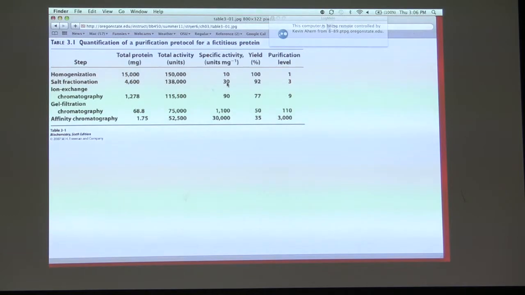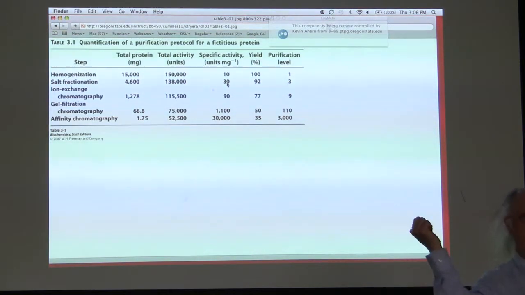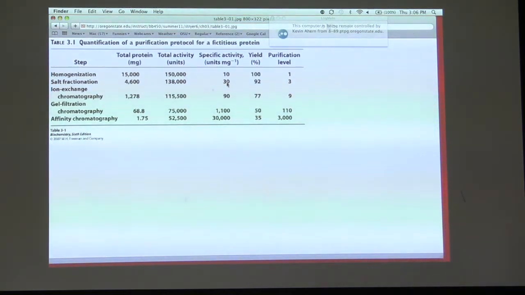Okay? Now, the fact that their specific activity went up meant that they had more units per milligram of protein. That meant they got rid of a lot of protein they didn't want, which is what the numbers showed you. And so they've purified this material. They have, in fact, purified it threefold. The threefold being the specific activity, what they have now, compared to what the specific activity was that they started with. 30 divided by 10 gives 3, and so this has been purified threefold.